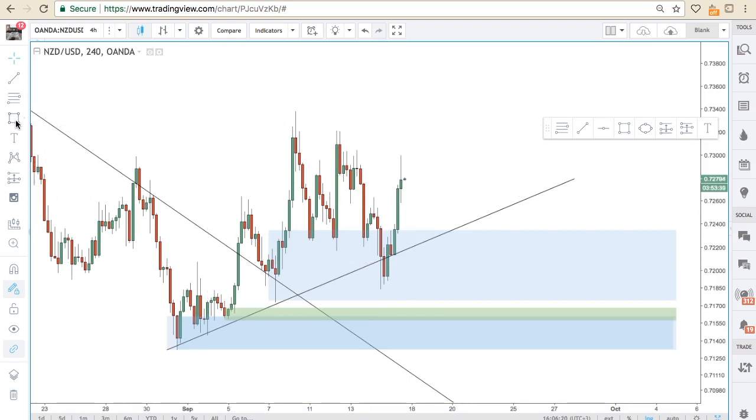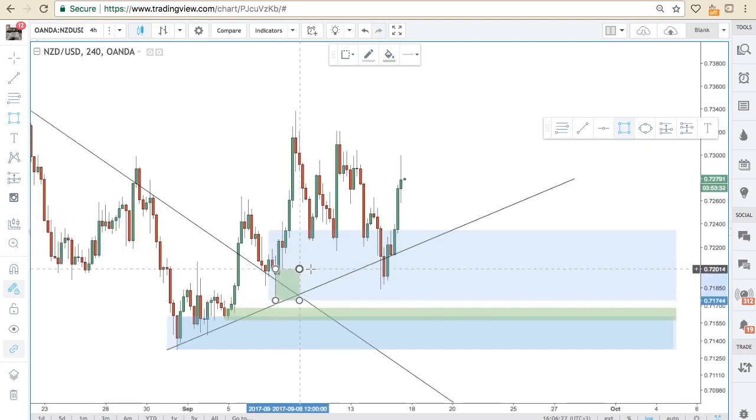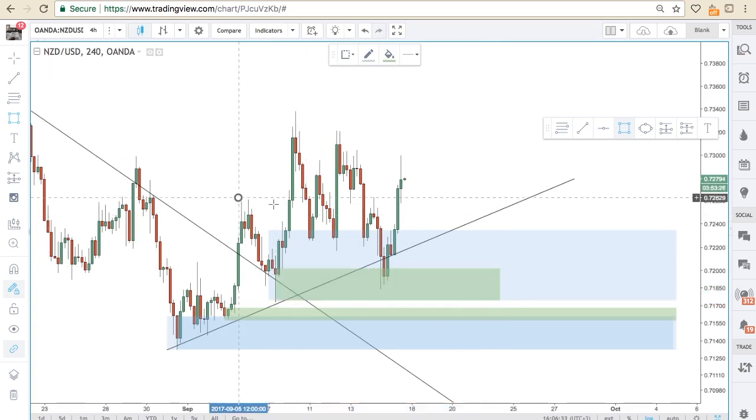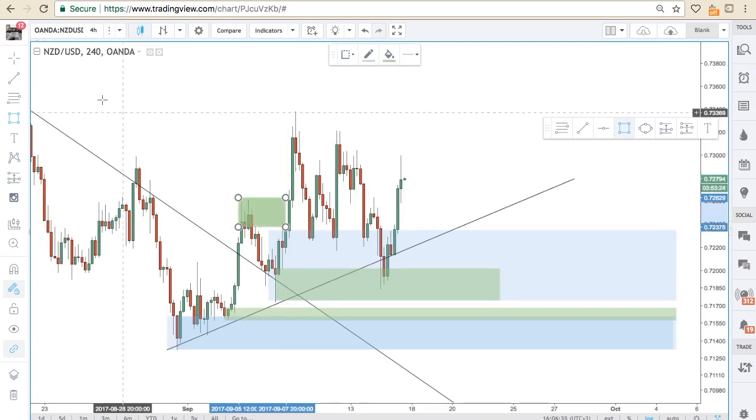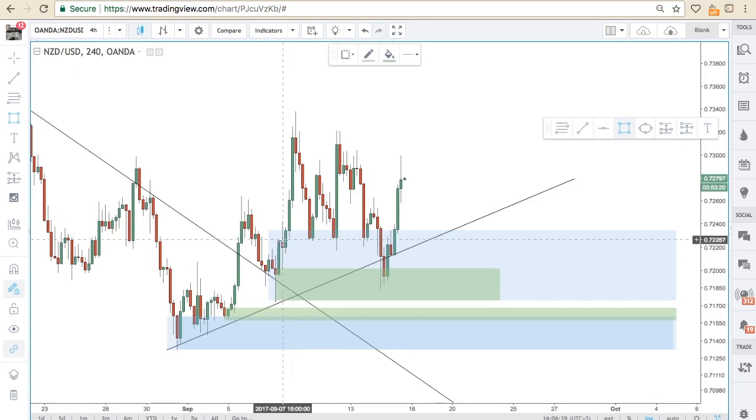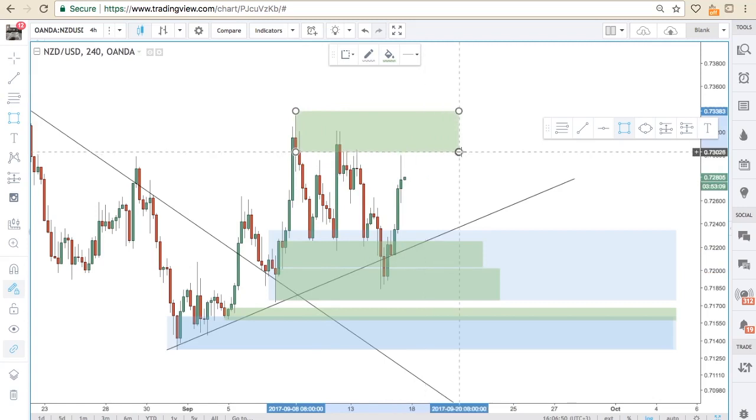More 4-hour zones. Let's see. Down here. This zone here. Look at that. This zone took out this opposing zone here. This is also a zone here. So this zone was stacked on top of this zone. All right, price went up. Now this is an opposing supply zone.